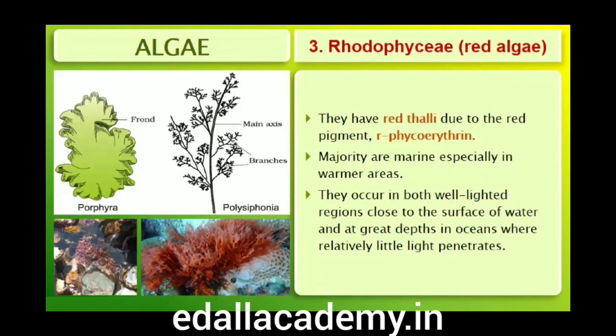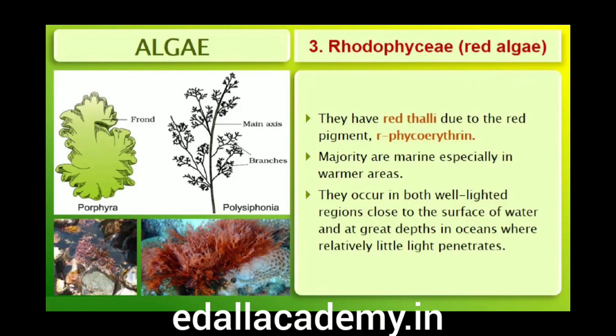3.1.3 Rhodophyceae. The members of Rhodophyceae are commonly called red algae because of the predominance of the red pigment, phycoerythrin, in their body. The majority of the red algae are marine with greater concentrations found in the warmer areas.